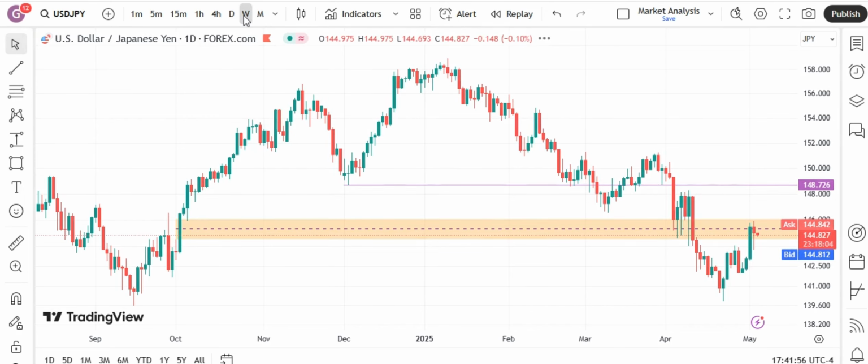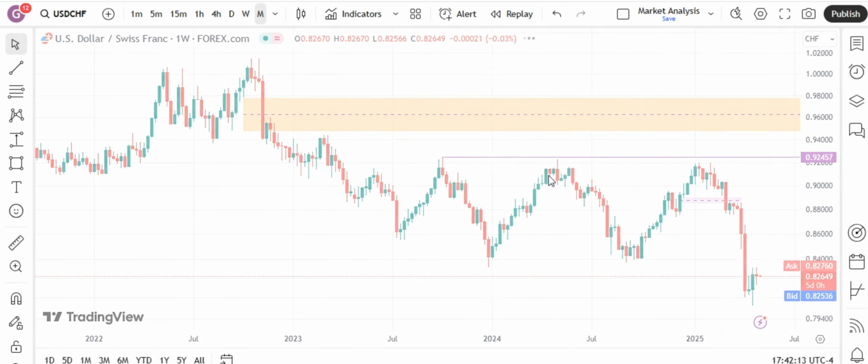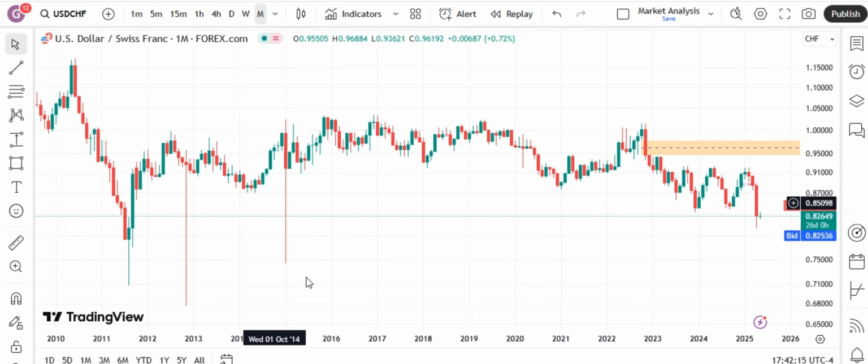Next one is USD CHF weekly time frame. We were indecisive. It didn't take out previous week's high. It didn't go lower, just consolidated. I want to see it push higher, take out these equal highs. We have space here. I told us that I don't want to see anything to the downside because there is nothing to the downside.